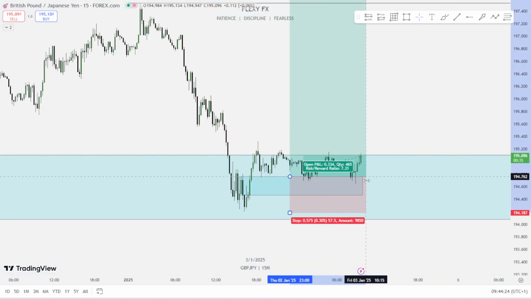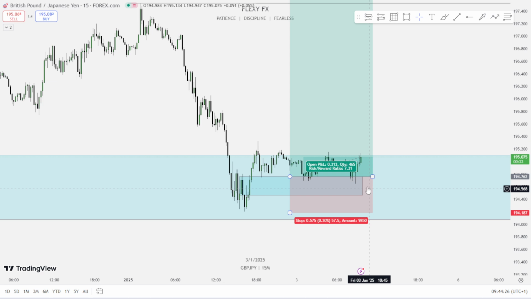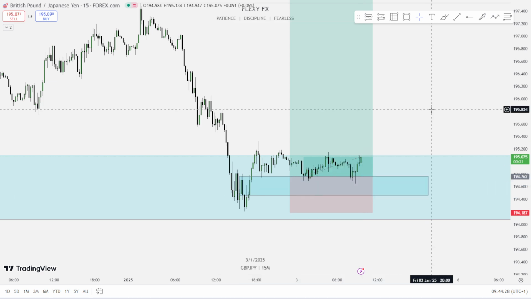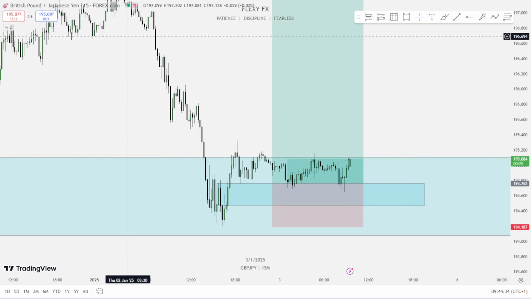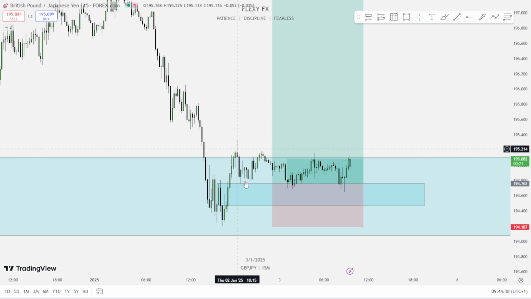I took this trade yesterday, and then I also shared it with my Telegram group, which I'll be dropping the link under this video. And then to even make it much better for me, I had price sweeping Asia low and then closing above.